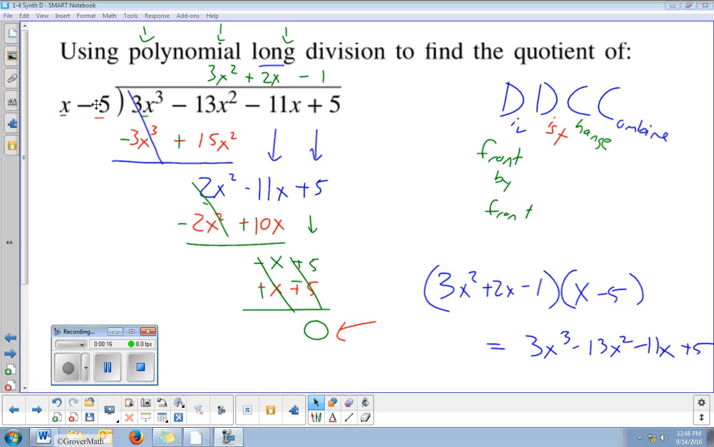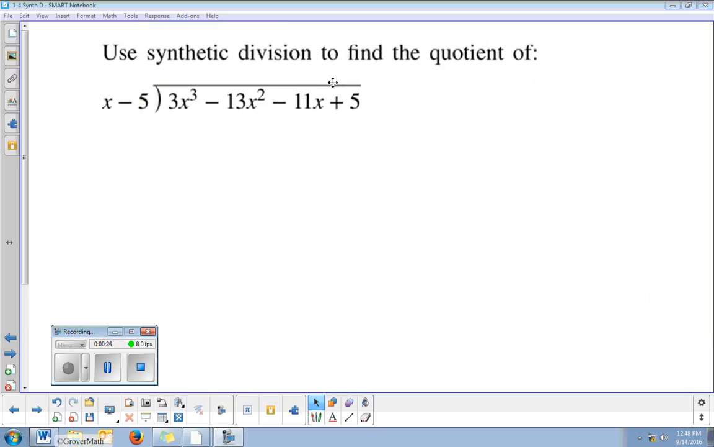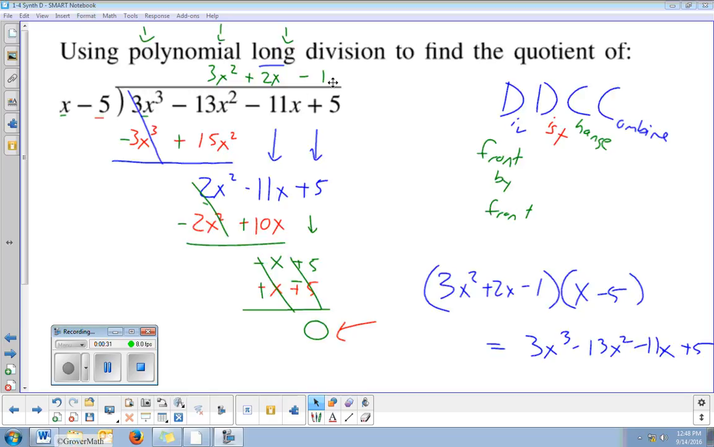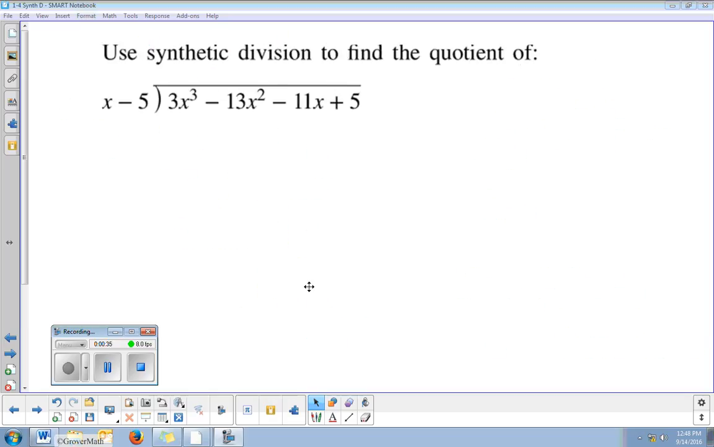And the divisor was x minus 5, the dividend was this polynomial here, and the quotient we got was 3x squared plus 2x minus 1. I want to show you the same exact problem of that polynomial divided by x minus 5. See, it's the same exact question. But I'm going to use something called synthetic division.